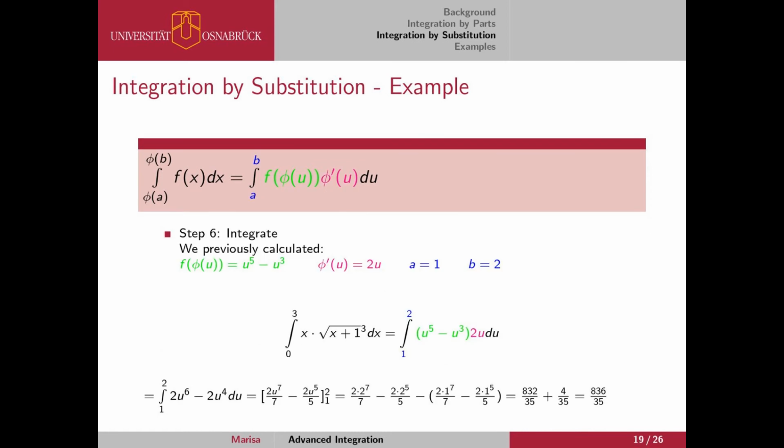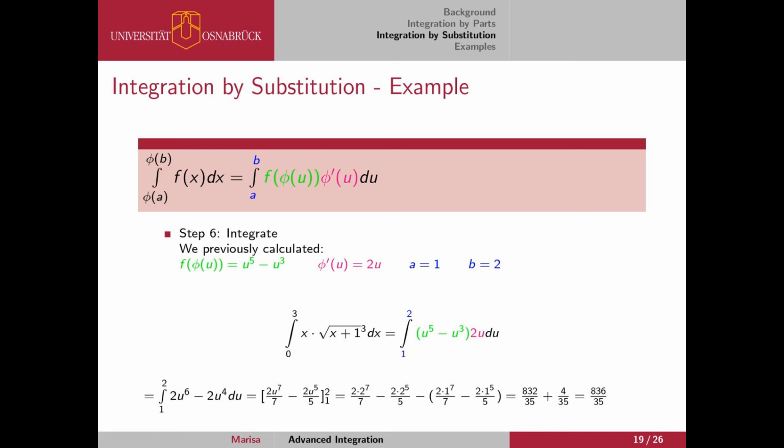We made it to the last step. At the top, you can see the formula for integration by substitution again. The color coding should help you to understand where we need to plug in which value or term. So, in the previous steps, we successfully calculated f of phi of u, which was u to the power of 5 minus u to the power of 3, phi prime of u, which was 2 times u, and the limits a and b, which were 1 and 2.